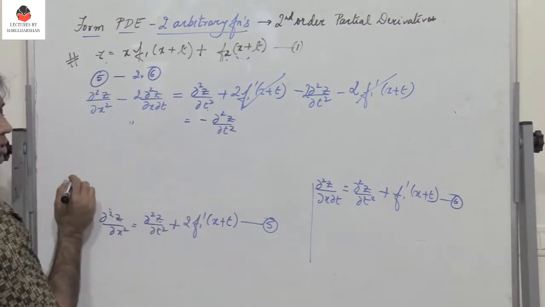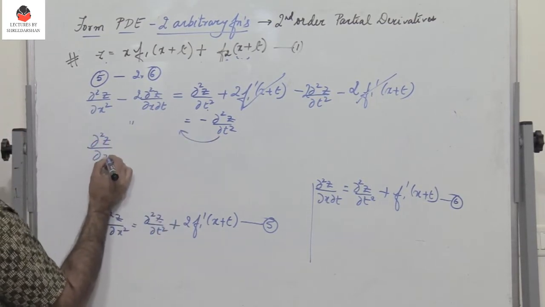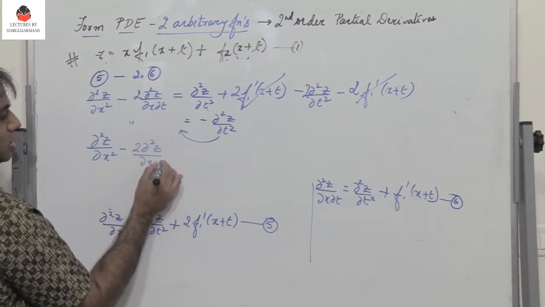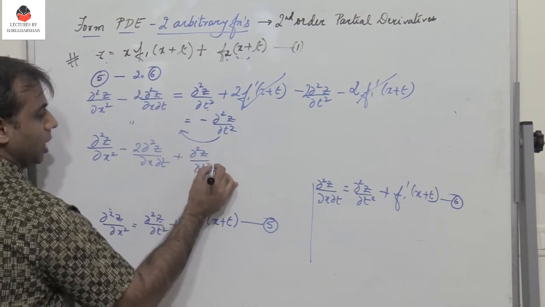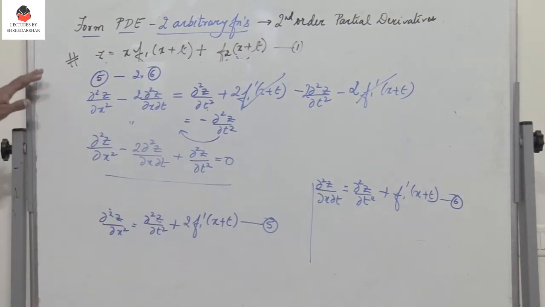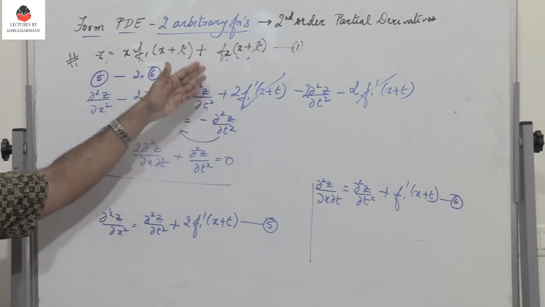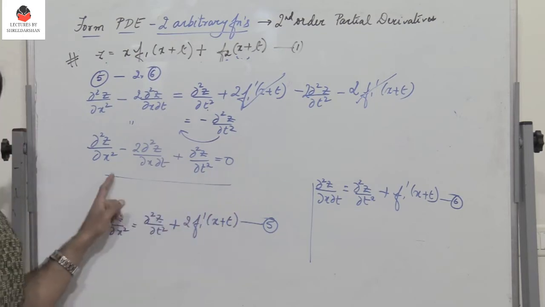So LHS remains the same. So bring this to LHS, you would get del square z by del x square minus 2 del square z by del x del t plus del square z by del t square equals 0. So this happens to be the required partial differential equation. So you've observed that if a given expression has two arbitrary functions, we have to go up to the second order partial derivatives to get the partial differential equation, as we have done in this example.